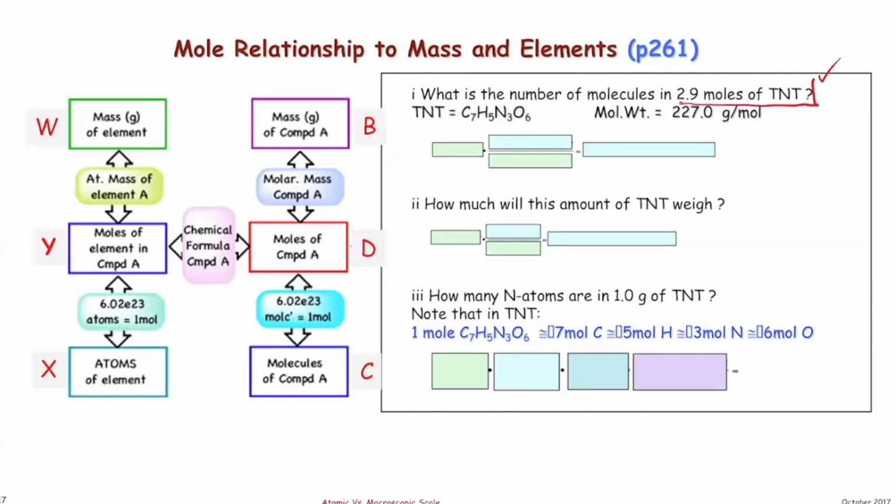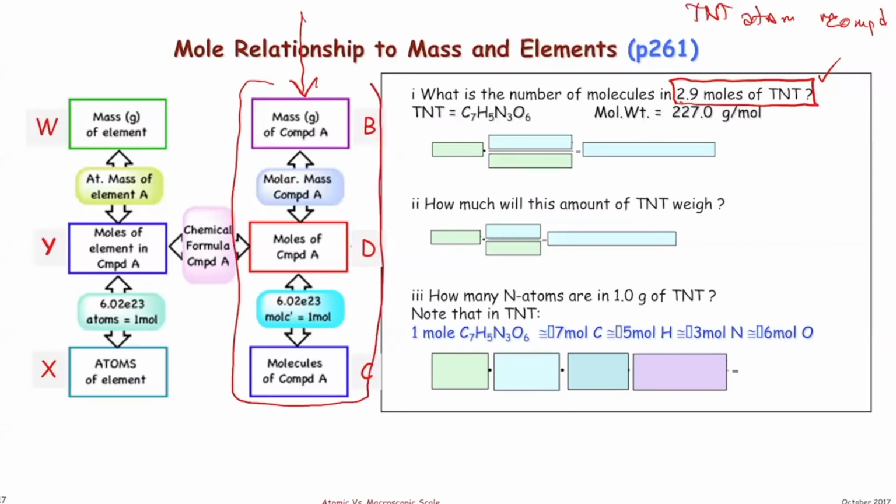So this is the information we have. First question you might ask is, is TNT an atom or a molecule or a compound? Hopefully you guys said it's a compound. Trinitrotoluene is a compound. So we're going to start in this column right here. That's the first thing that you need to do. You need to figure out whether it's an atom or a compound. TNT is a compound.